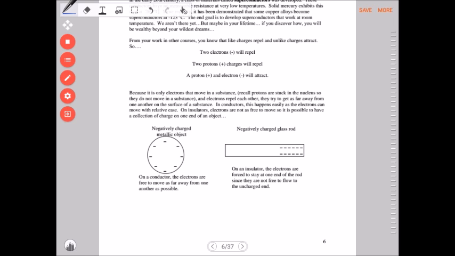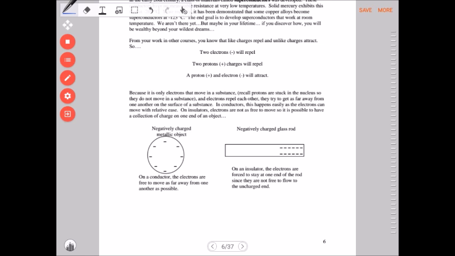On insulators, electrons really aren't that free to move, so it's possible to have a collection of charge on one end of an object. So as you can see on my little pictures here, a negatively charged metallic object, and metallics are typically conductors, see all these electrons are pretty much equally spaced on the outside of the object. So on a conductor, the electrons are free to move, and because of how they're moving, they always want to be as far away from each other as they possibly can.